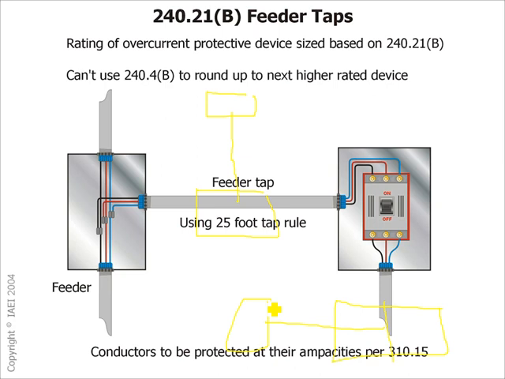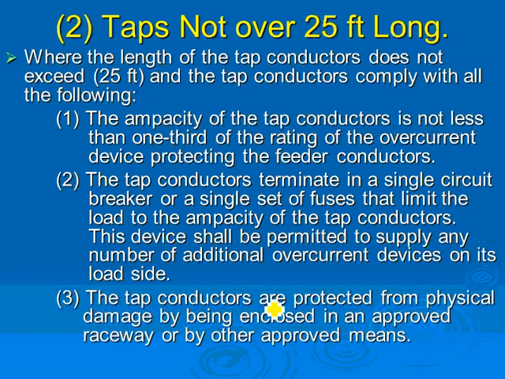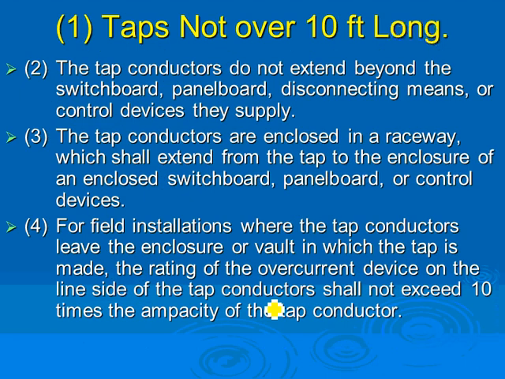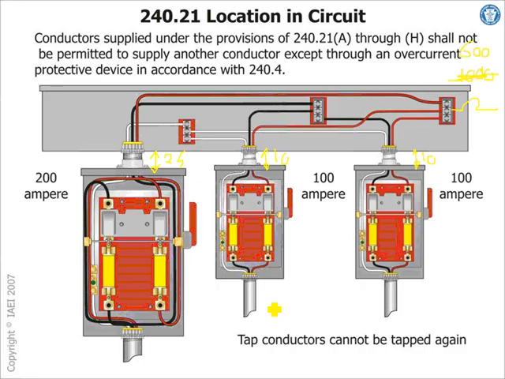Now, let's go back to tap rule number 1. Now we were talking about the control. For field installation, where the tap conductors leave the enclosure, the tap is 10 feet. If you're tapping conductors for control inside a box, then your conductors can be smaller than 1/10, but they don't leave the box. Do you know what I mean? They're not leaving. They're going nowhere.